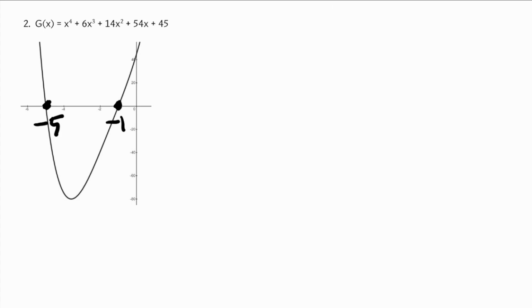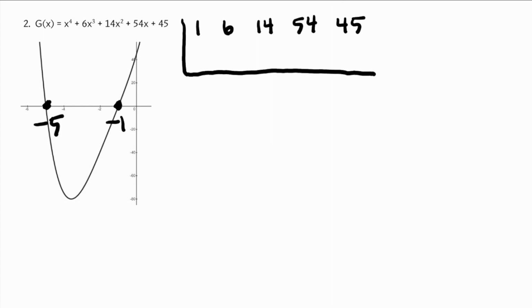Okay, so I'm going to copy in the coefficients, 1x to the 4, 6x to the third, 14x to the 2, positive 54x, and positive 45. Okay, no missing terms. I'm going to divide in. I'm thinking I'm going to run negative 1 through there first, because with negative 5, I wouldn't want the numbers to get out of control. I know eventually it's going to have to come back to 45, but it would have gone fine either way.